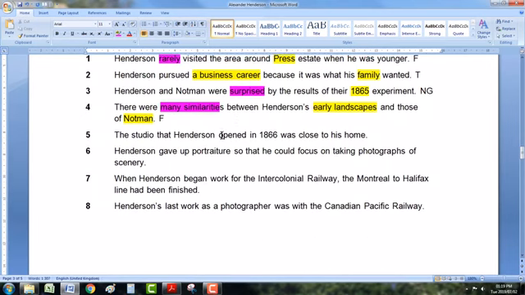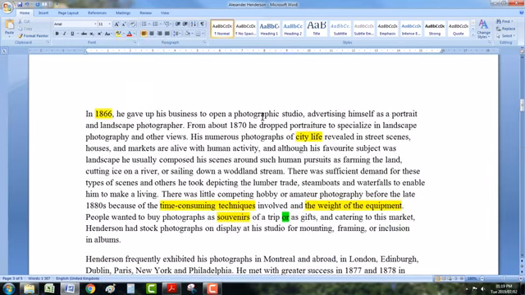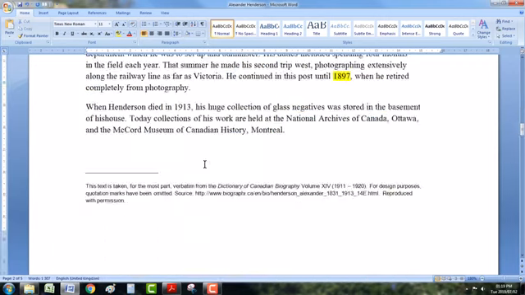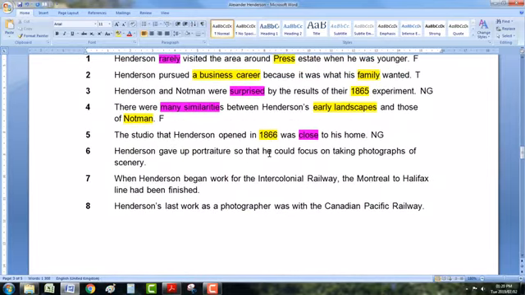The studio in 1866 was close to his home. I guess that might be target language. 1866 we're going to scan for. Studio we'll scan for. 1866 he opened up a studio. I don't see anything about being close to his home. Of course not given. He gave up portraiture so he could focus on taking photographs of scenery. Not clear target language, but this we'll scan for.